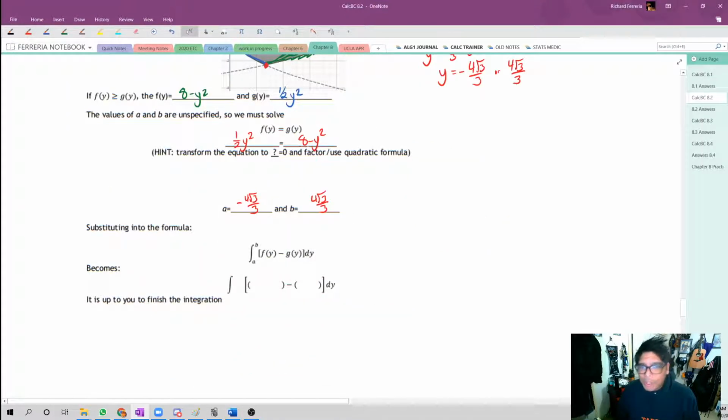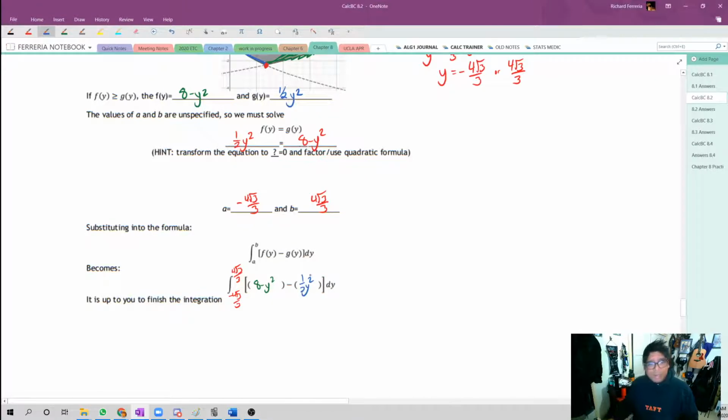So I'm really not doing you any favors with these numbers, am I? These are pretty intense looking. So how about we put this in here? Negative 4 root 3 over 3, positive 4 root 3 over 3. We said the right function was 8 minus y squared. We said the left function was 1/2 y squared. And we're set to integrate this.